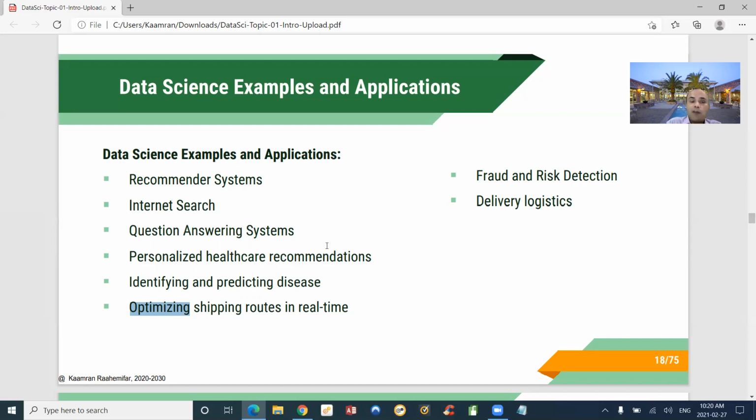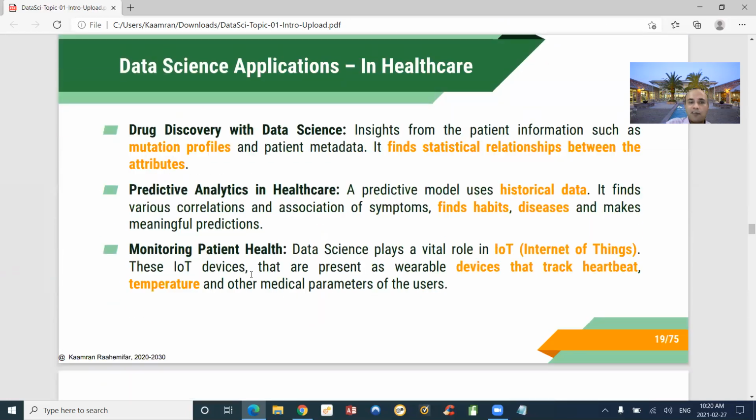You want to optimize the shipping route. Generally speaking, processing data is under the umbrella of optimization. Applied optimization, which was my main area of research, data analytics, data mining, all of that is under optimization. One of the optimizations is that you want to optimize the shipping routes in real time. Fraud and risk detection, we talked about it. Delivery, logistics, I don't think that's necessary.